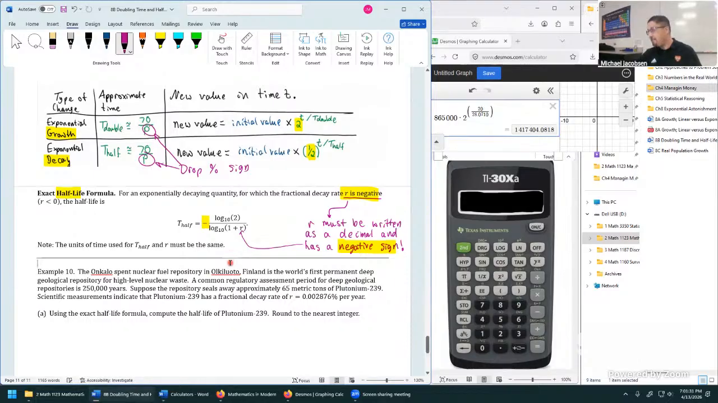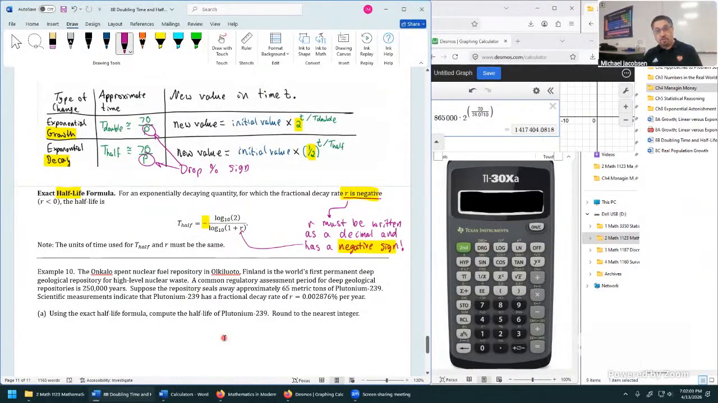Okay, and here's another one of these problems where I need to remind myself to practice how to pronounce some of these words. This is in Finland, and these are real places. I'm just going to try my best. We're told the Onkalo Spent Nuclear Fuel Repository in Olkiluoto, Finland, is the world's first permanent deep geological repository for high-level nuclear waste, spent nuclear fuel and otherwise.